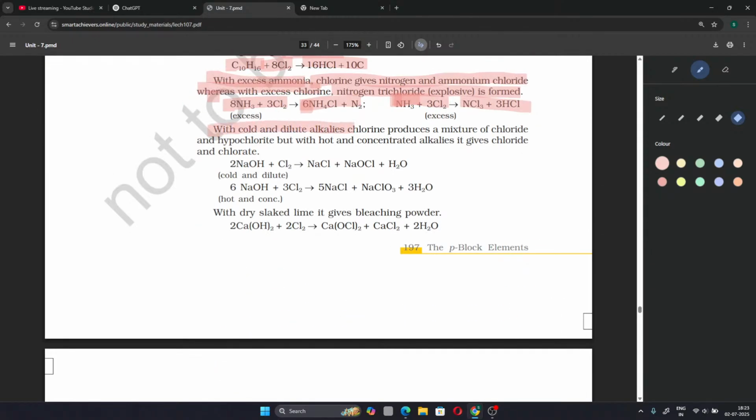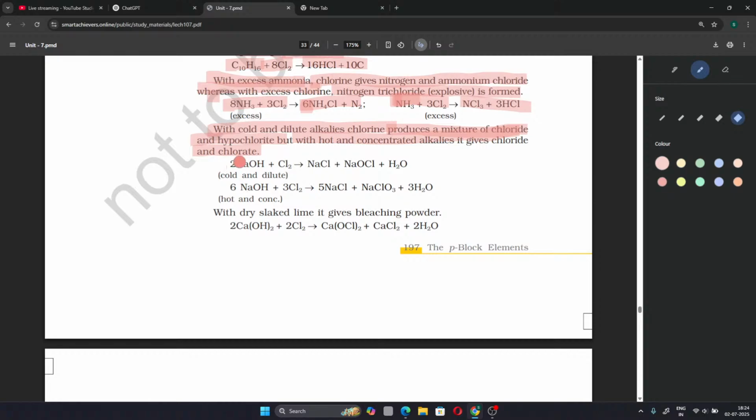With cold and dilute alkalis, chlorine produces a mixture of chloride and hypochlorite, but with hot and concentrated alkalis, meaning bases, it gives chloride and chlorate. Chloride is formed in both hot and cold solutions of alkali, but hypochlorite is only formed in cold solutions, whereas chlorate is formed in hot solutions.